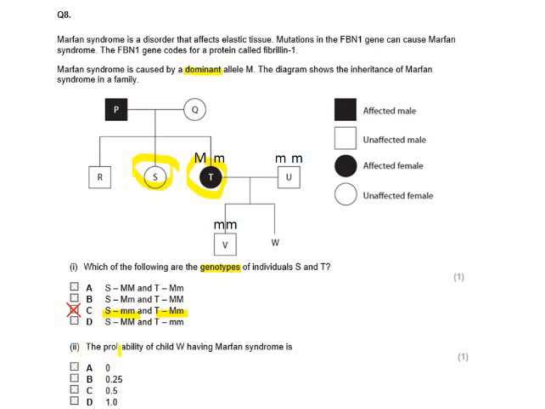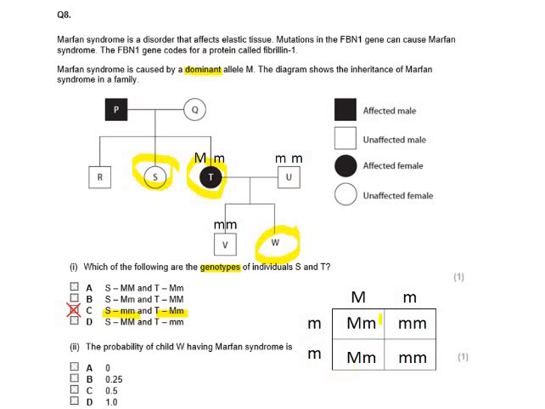The next bit is the probability of child W having Marfan syndrome, and you can do a simple Punnett square to figure it out. You've got this parent, you've got this parent, and you can see that the probability of a child having Marfan syndrome is 0.5. There's a 50% chance of offspring getting this disease. Remember, you cannot be a carrier for a dominant disorder. If you have the dominant allele, you're going to show it in your phenotype, whereas a carrier is someone who's got an allele but is not shown in their phenotype.